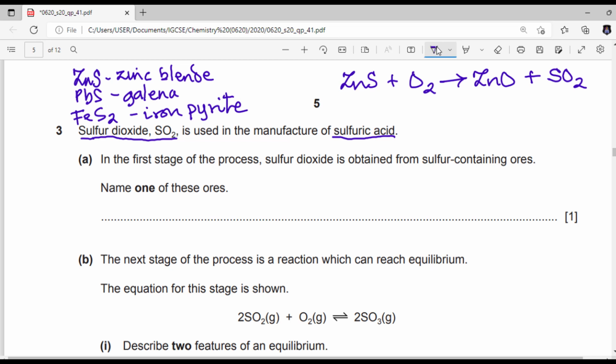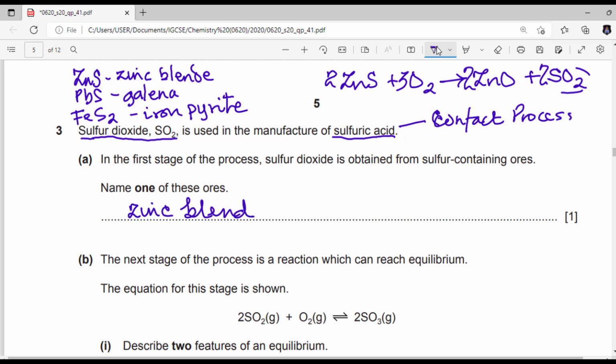If you balance this equation, it will be 2, this will be 3, this will be 2, and this will be 2, right? So this sulfur dioxide is used in the manufacture of sulfuric acid through the contact process. The one commonly used in IGCSE is zinc blende, right?